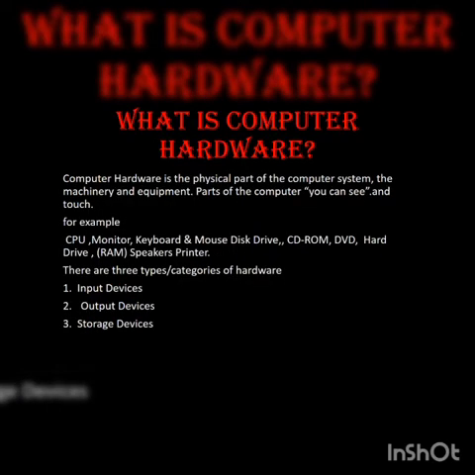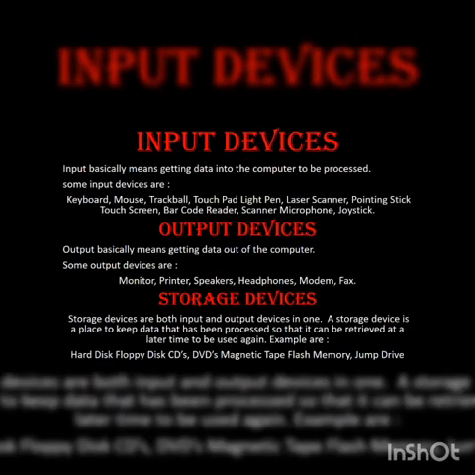What is computer hardware? Computer hardware is the physical part of the computer system, the machinery and equipment. Parts of the computer that you can see and touch are hardware. For example, CPU, monitor, keyboard, mouse, disk drive, CD-ROM, DVD, speakers, printers, etc. There are three types or categories of hardware, which are input devices, output devices, and storage devices. Let me discuss one by one.